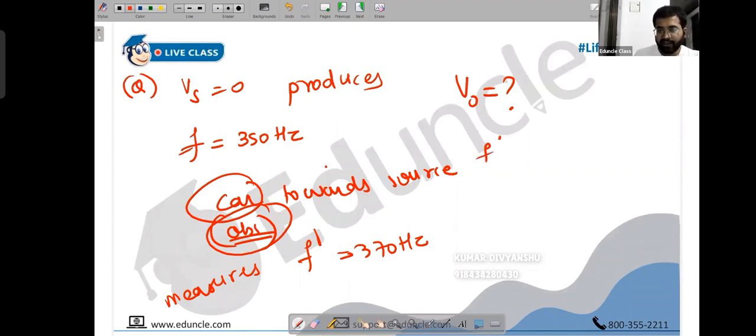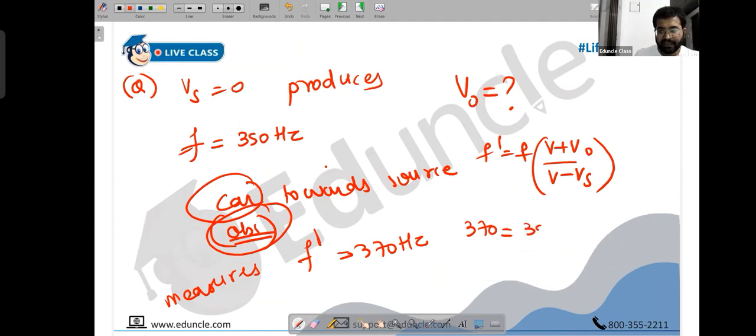So we know F dash is F into (V plus VO) upon (V minus VS). Substitute: 370 equals 350 into (V plus VO). V is the speed of sound. What is the speed of sound in general? If they have not mentioned it, you will take it to be 340. 332 is also fine, but take 340. These are two popular numbers. So 340 is the usual value of the speed of sound in air.